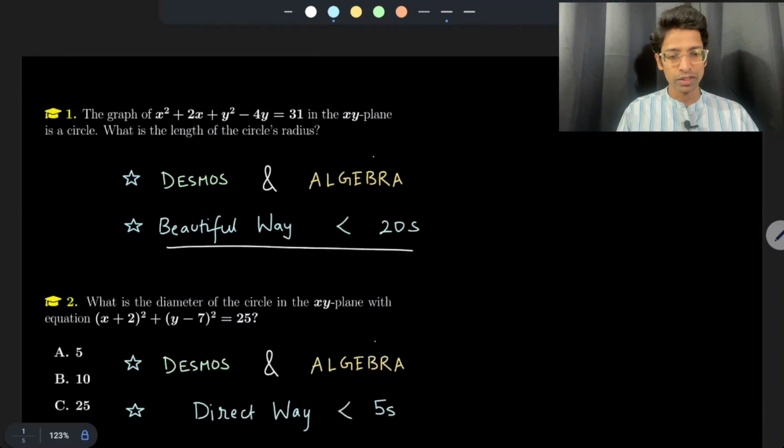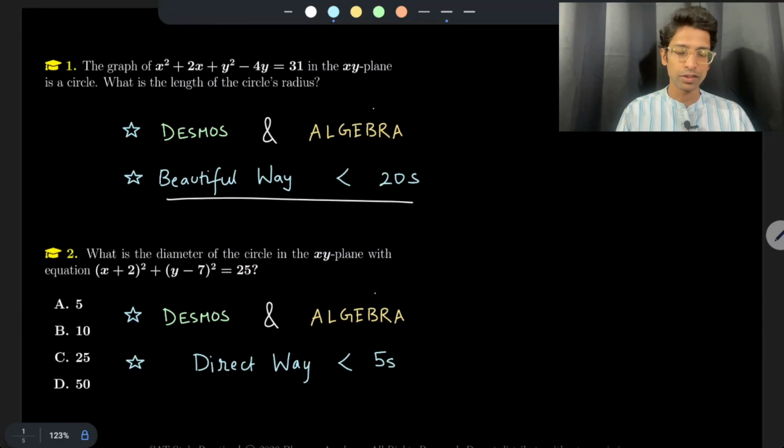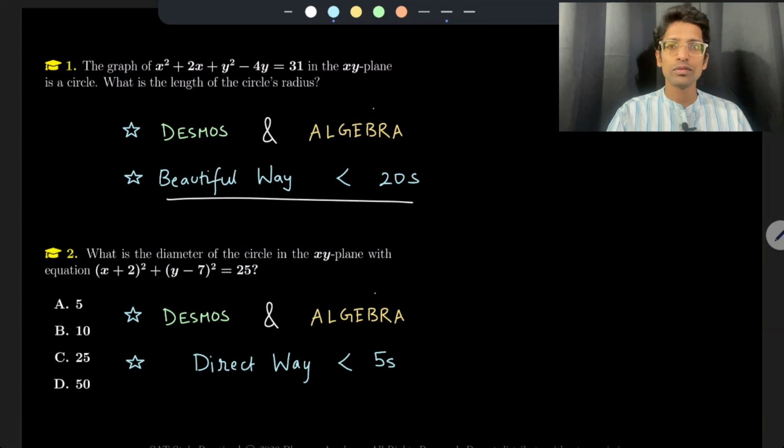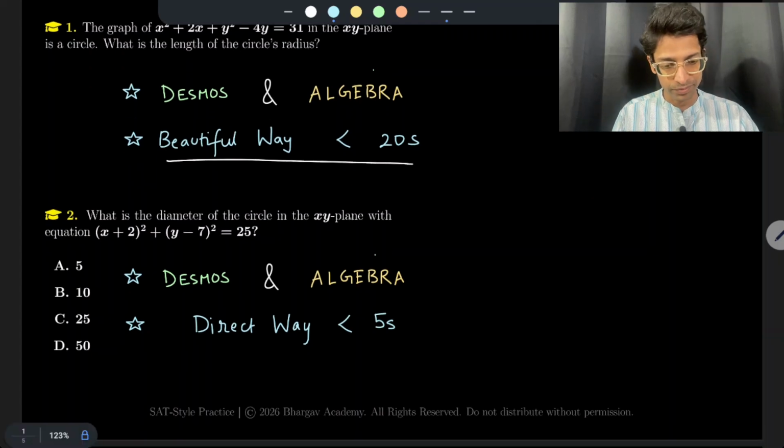Today we will be solving these two problems in the video. I'll teach you how to do them with Desmos and the algebraic way, and at the end of this video you will see that you will be able to turn these two hard level SAT problems into super easy level SAT problems. So let's get started.